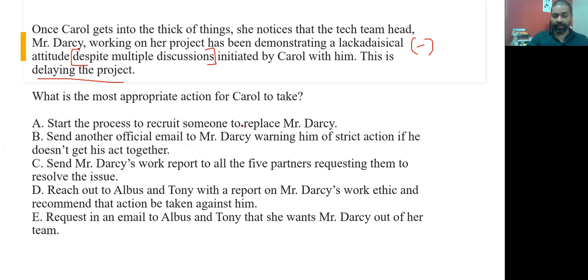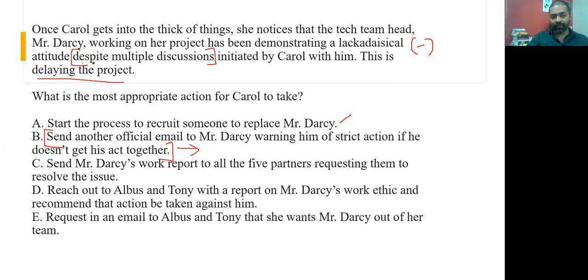Start the process to recruit someone to replace Mr. Darcy. Okay, this is one option. Send another official email to Mr. Darcy warning him of strict action if he doesn't get his act together. We can eliminate this option. Okay, because multiple discussions are already over. So again, sending another official email to Mr. Darcy warning him of strict action if he doesn't get his act together.